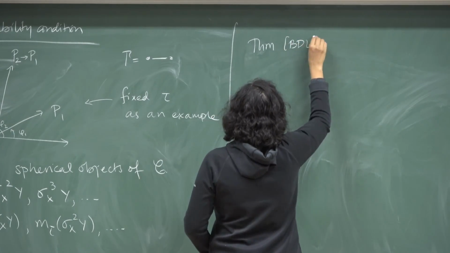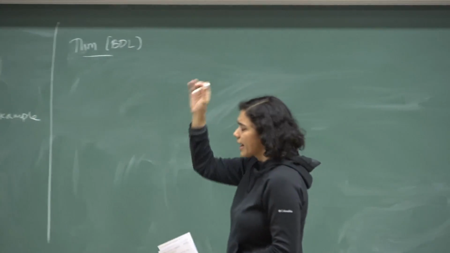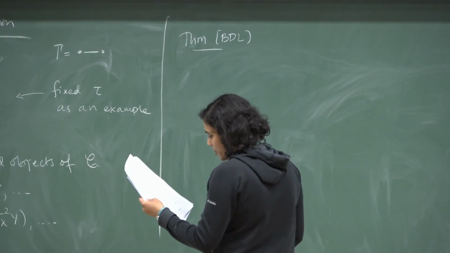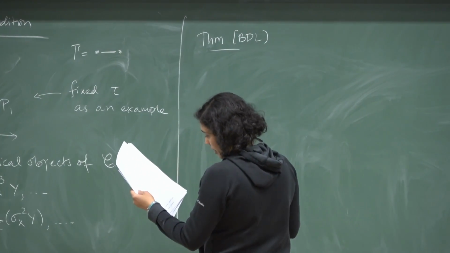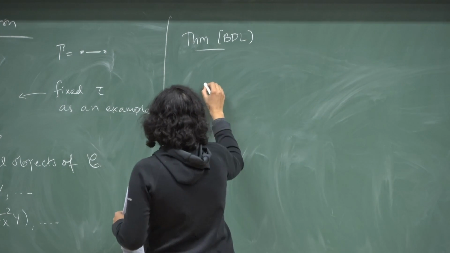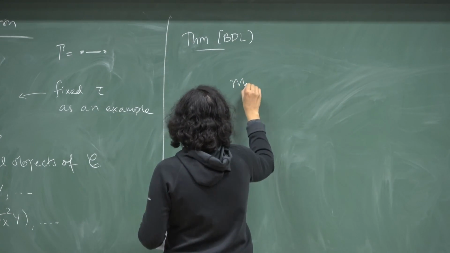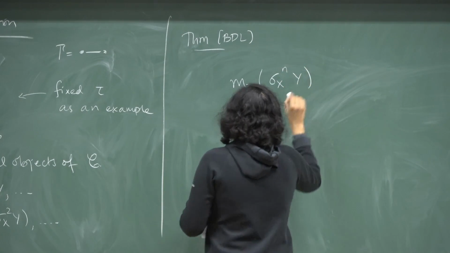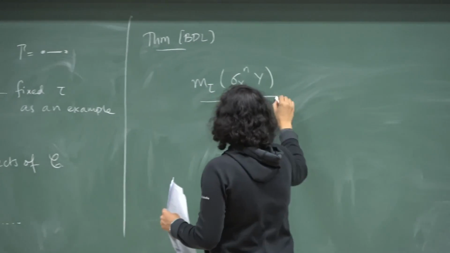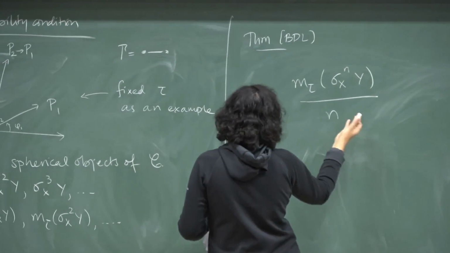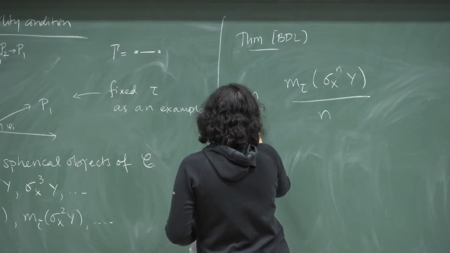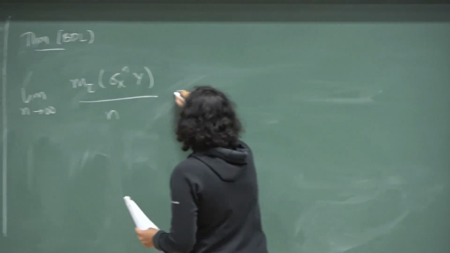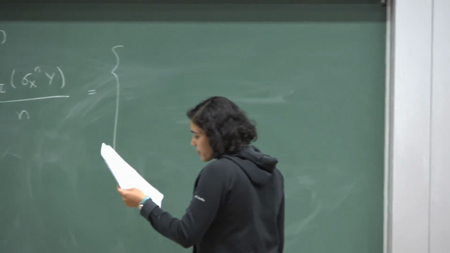It holds in a more general setting than the category that I've mentioned, but this is good to keep in mind as a concrete one. So here's the actual statement. If you take the tau mass of sigma x to the n of y, and you divide by n, and you take the limit as n goes to infinity, this actually stabilizes.